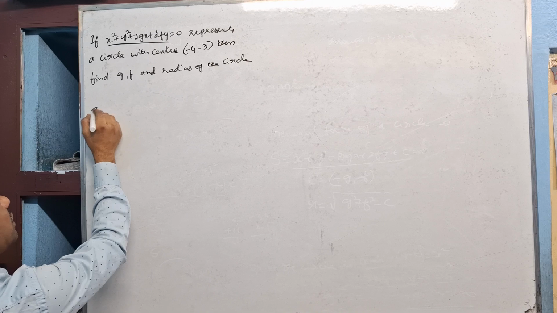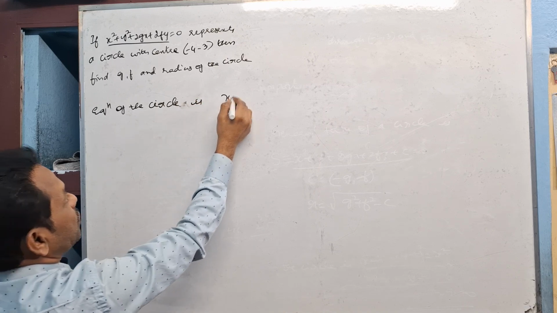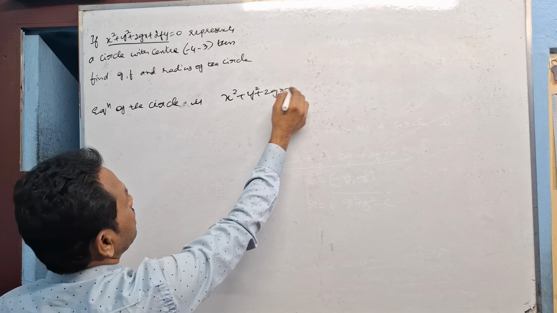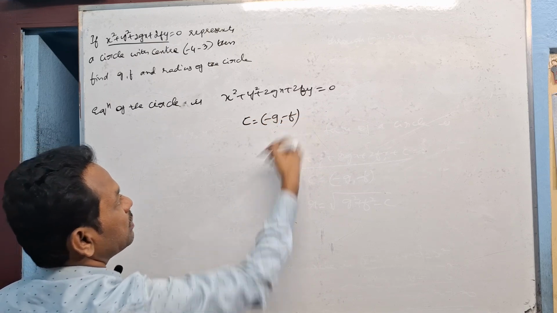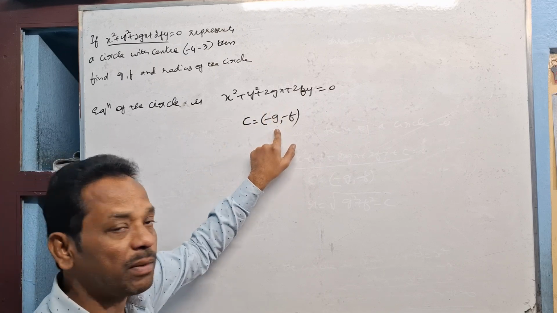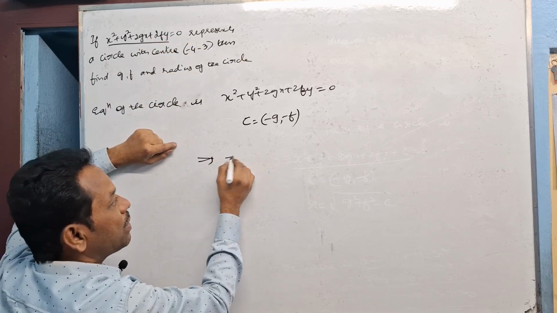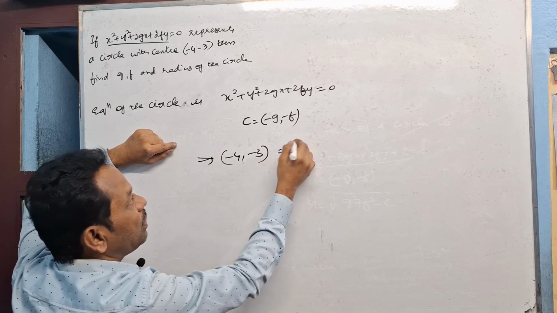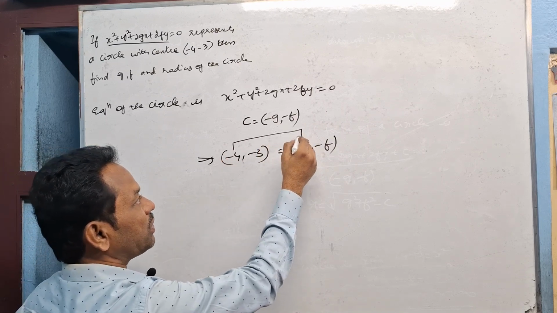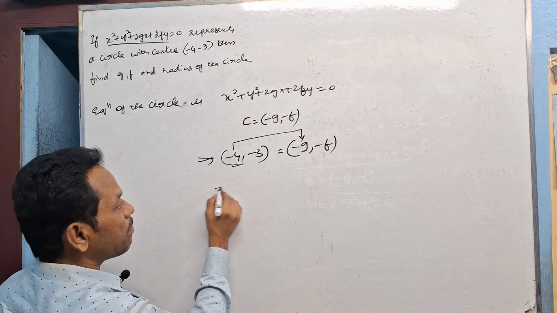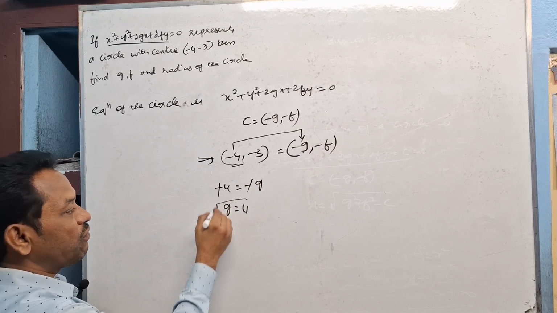So here the equation of the circle is x square plus y square plus 2gx plus 2fy equal to 0. For this circle, our center will be (-g, -f), but the given center is (-4, -3). So we can say (-4, -3) equals (-g, -f). Let us equate the x coordinate of LHS with the x coordinate of RHS. Here the x coordinate is -4 equal to -g. So minus we can cancel. The value of g is 4.